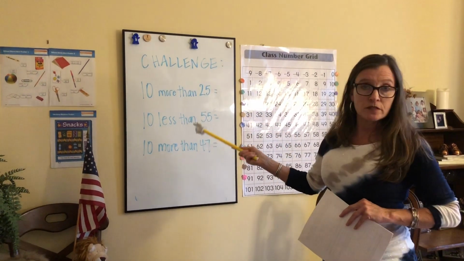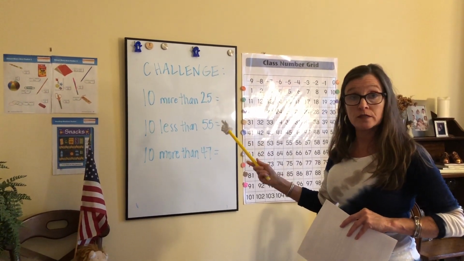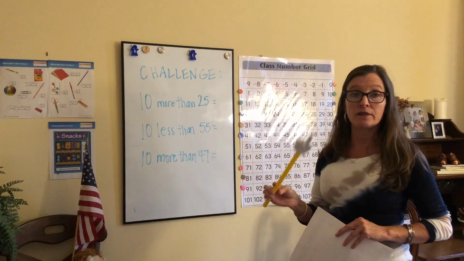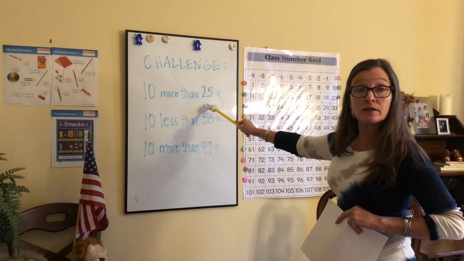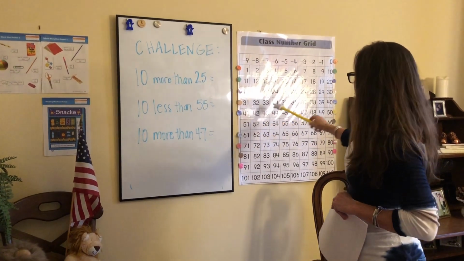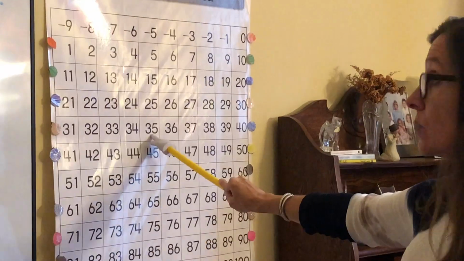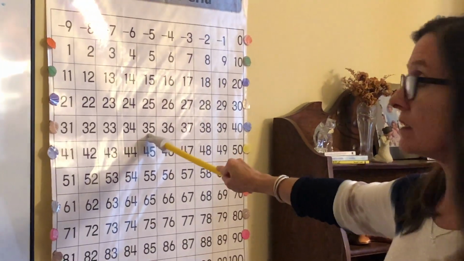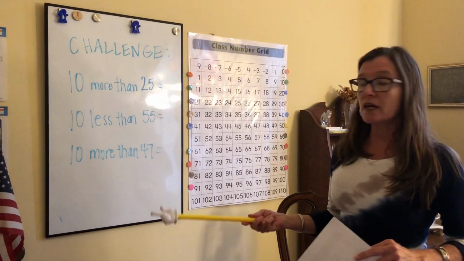So you might have noticed the other problems I gave you all ended in 0 in the ones place. So we're going to change it up just a little bit, but don't let that worry you. We're going for 10 more than 25. But that's not hard. You can still do this in your head. If you get on 25, you just go down 1. It's 35, right?